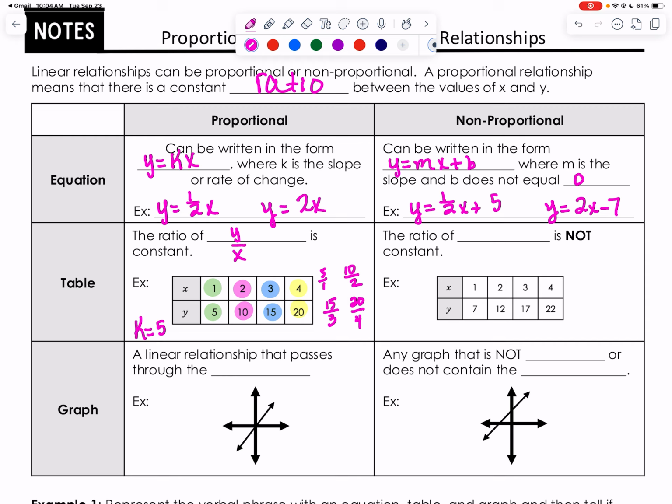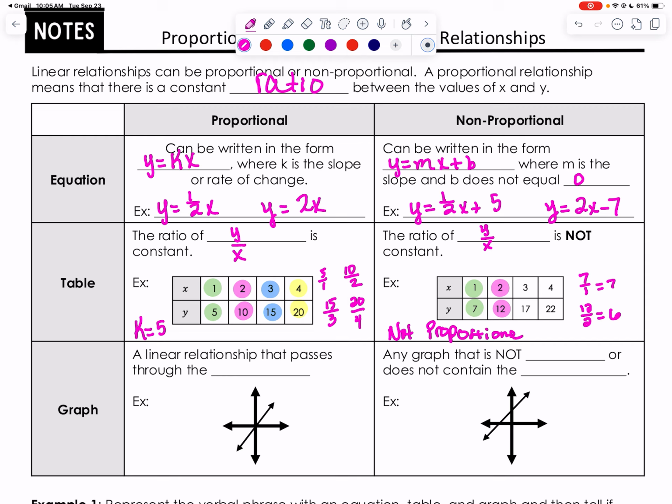Now, in non-proportional relationships, the ratio of y to x is not constant. So if you get a table like this one, let's look at our first ratio, y to x, 7 over 1 is 7. Let's try another ratio here, 12 to 2. The ratio of 12 to 2 is 6. If the ratio is not the same for every ordered pair, this one is not proportional, because the ratio of y to x is not constant.